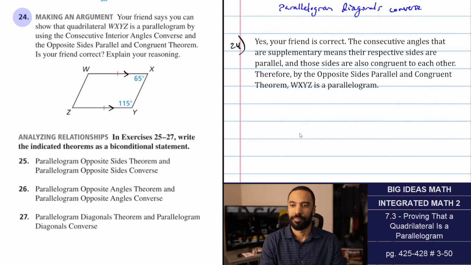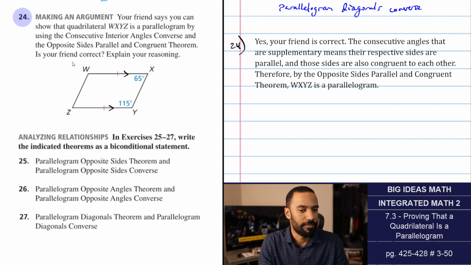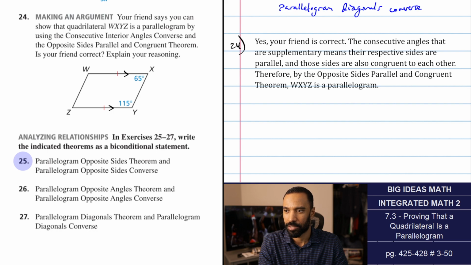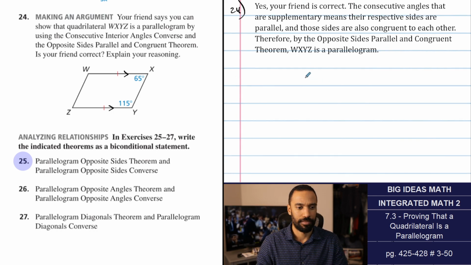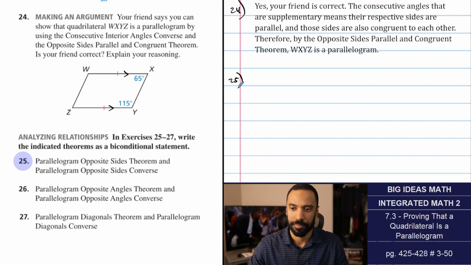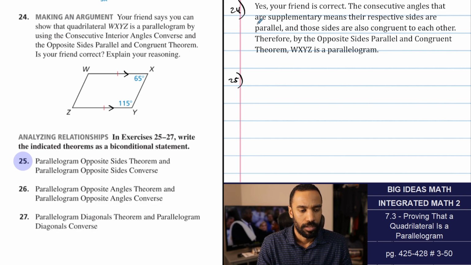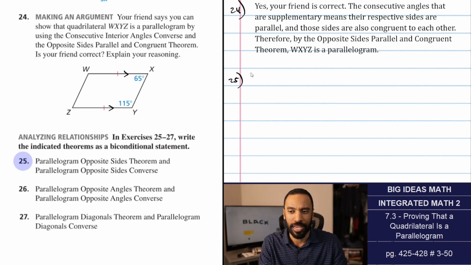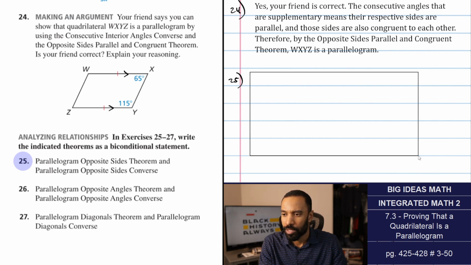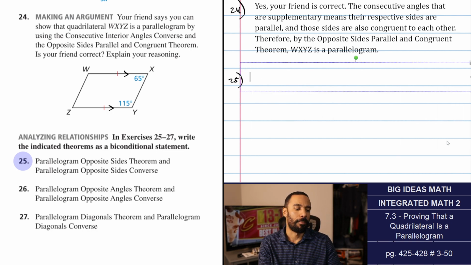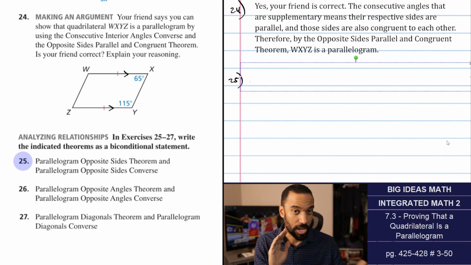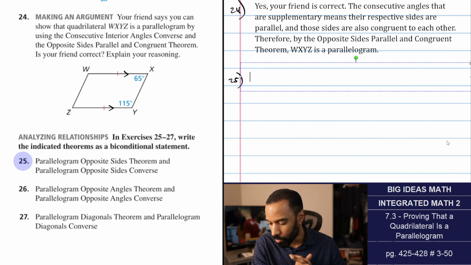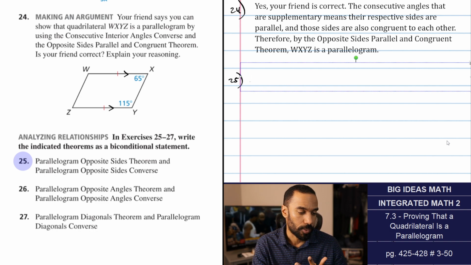Okay. All right. Here we go. Let's keep moving forward. Numbers 25 to 27, write the indicated theorems as a biconditional statement. 25. The theorem and its converse. I know what biconditional means. I think I need to use the words if and only if to make it biconditional. So a biconditional statement means that a statement, theorem, and its converse are also true. Not just theorems, but just anything in life, if they're true. These ones do have them that are true.